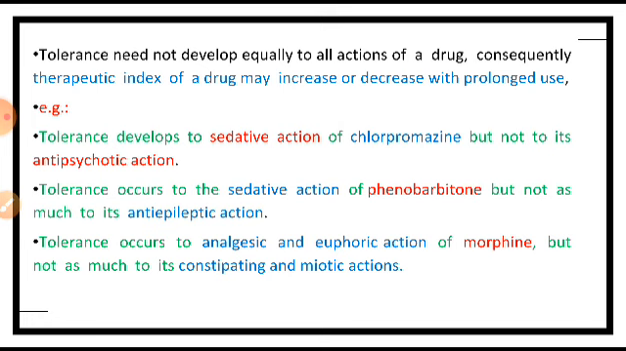So that is also the case. Here are some examples for this. Tolerance develops to the sedative action of chlorpromazine, but not to its antipsychotic action. You will know the chlorpromazine later when I talk about the drugs used in CNS. There, chlorpromazine has two kinds of effects, sedative as well as antipsychotic. So the tolerance can be of any one kind of effect. Tolerance occurs to the sedative action of phenobarbital, but not as much to its anti-epileptic action. Phenobarbital is a drug used for sedation and anti-epileptic action, so here also that is possible. Tolerance occurs to the analgesic and euphoric action of morphine, but not as much to its constipating and miotic actions. So this way, one effect can be tolerated by the body, but not the other, may or may not be.